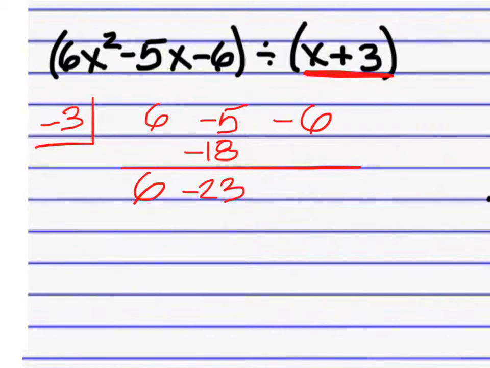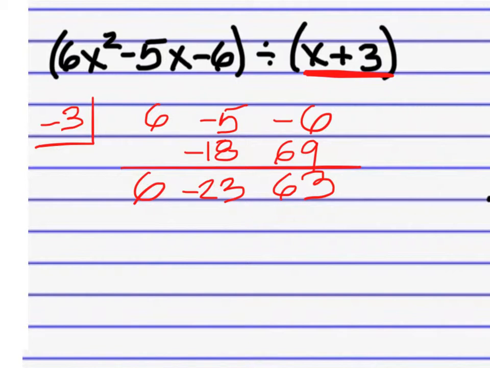Next up, you're going to multiply that negative 3 by the negative 23 you just came up with to get a positive 69, and then add that last column. Negative 6 plus 69 is 63. And you're finished. You have the answer to it, you just haven't written it out yet in the right form.